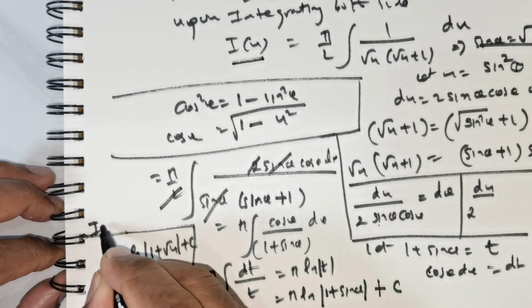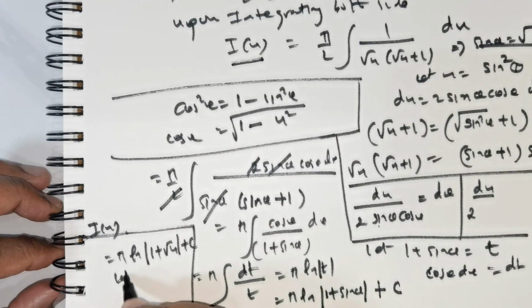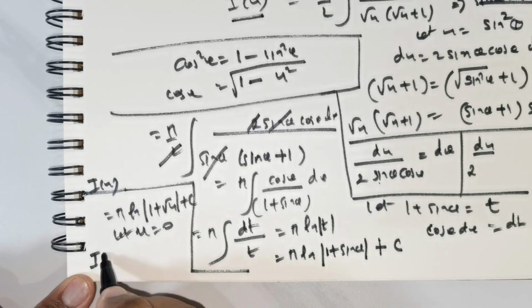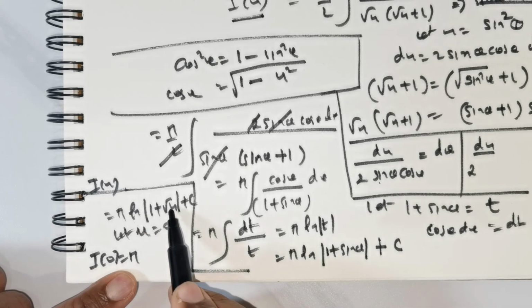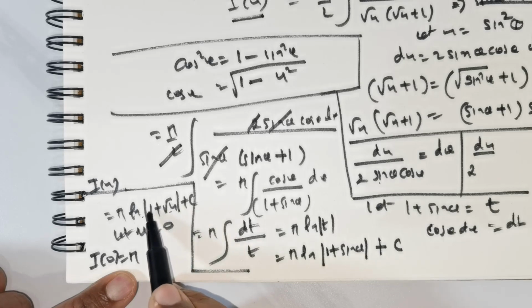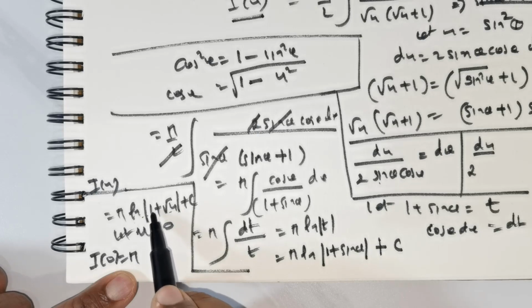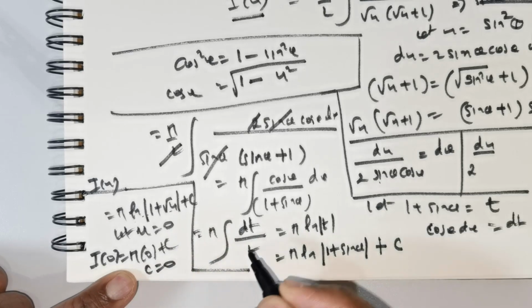So this is I of u is equal to this entire thing. Now take u to be equal to 0. Let u is equal to 0. What do you get? You get I of 0 is equal to pi times root of 0 is 0, ln of modulus 1. That's nothing but ln of 1. 1 is a real value, so that's going to be 0 there. So that would mean you have a 0 there plus c, so c is equal to 0.